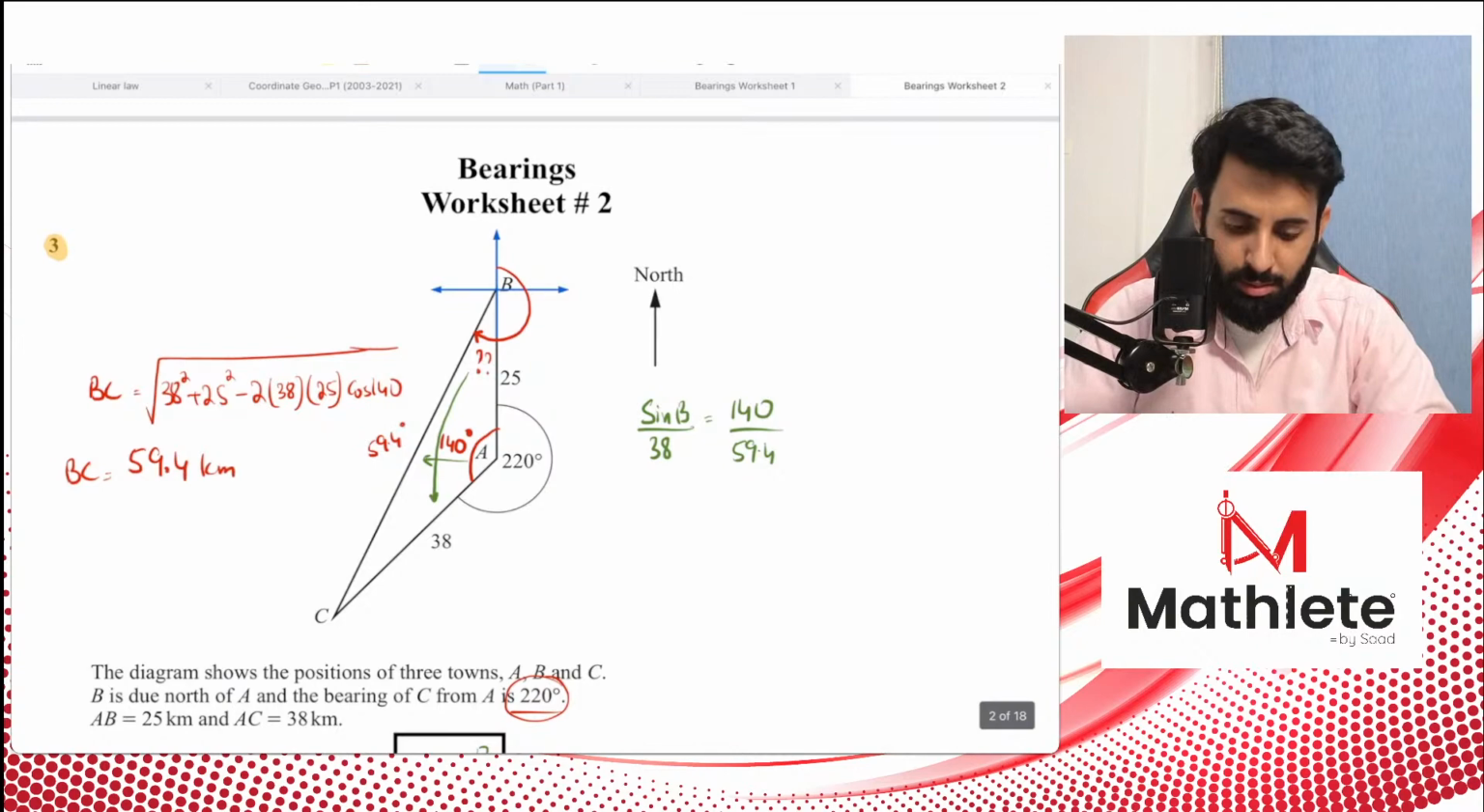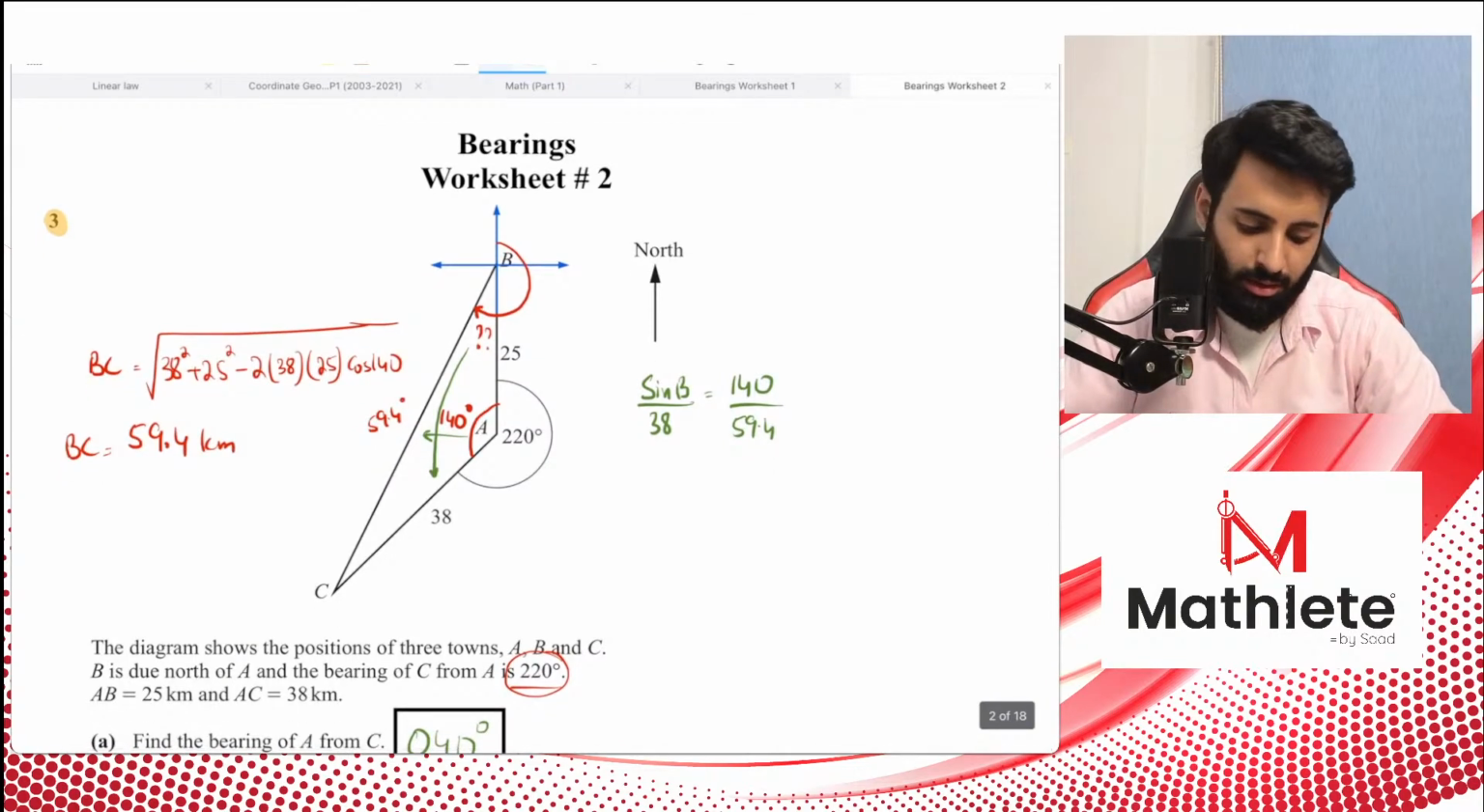How do you know what line C is and what line B is? By looking at the diagram, that's how you know.